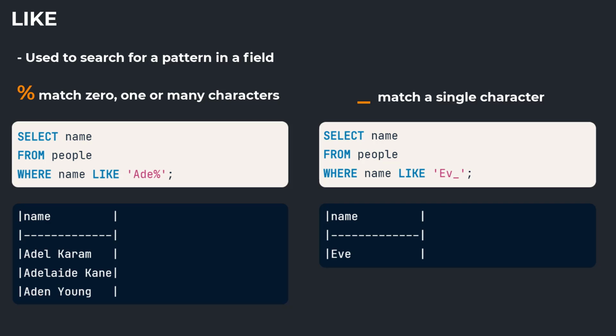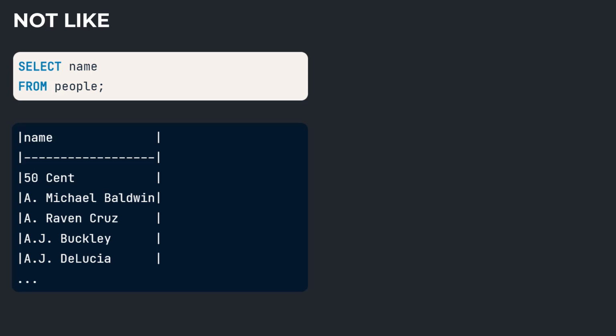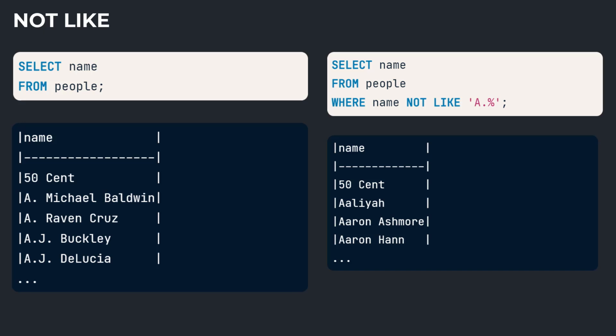Eva Mendez, however, would not be visible unless the search criteria looked like this. We can also use the not like operator to find records that don't match the specified pattern. In this query, we are finding records for people who do not have a dot as part of their first name. It's important to note that this operation is case-sensitive, so we must be mindful of what we are querying.